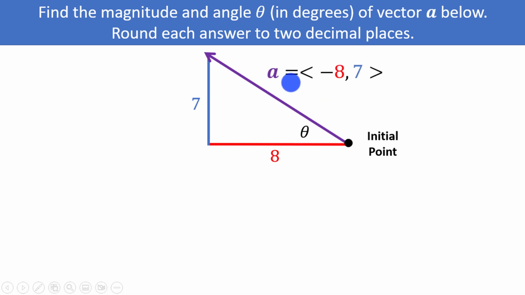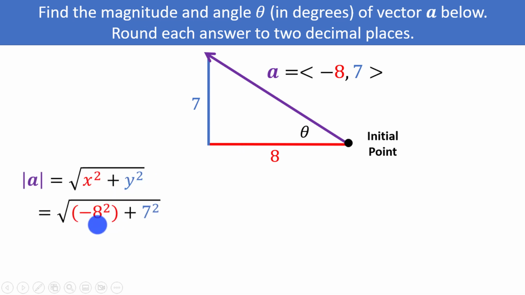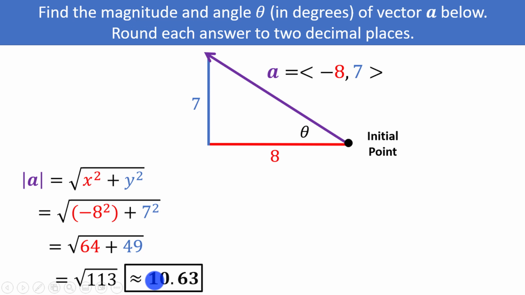So A is equal to negative 8, 7. We can find the magnitude of this vector by taking the square root of x squared plus y squared. We have the square root of negative 8 squared plus 7 squared. This becomes the square root of 64 plus 49. 64 plus 49 is equal to 113. The square root of 113 is equal to about 10.63. The magnitude of this vector is 10.63, so this vector is traveling 10.63 units.